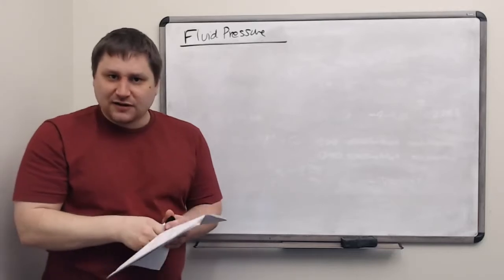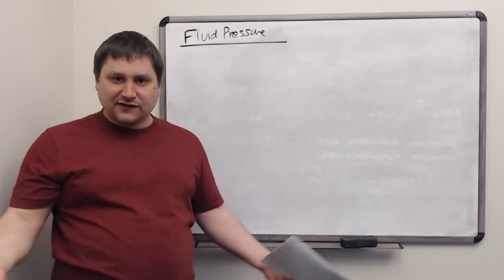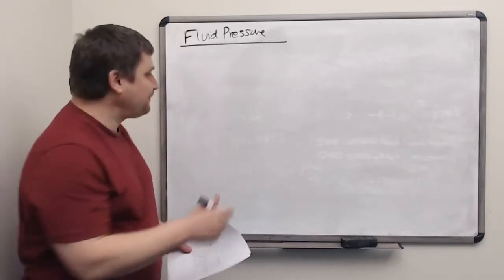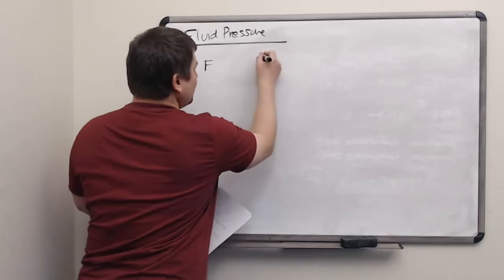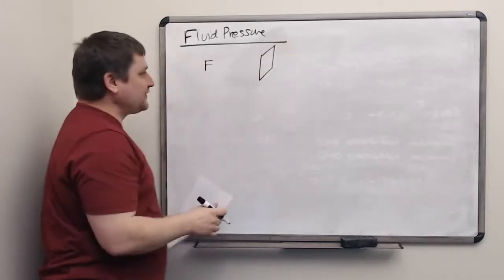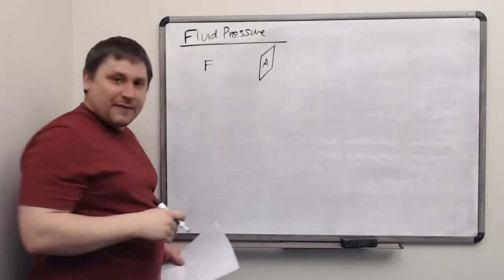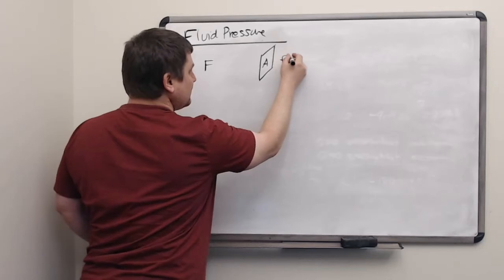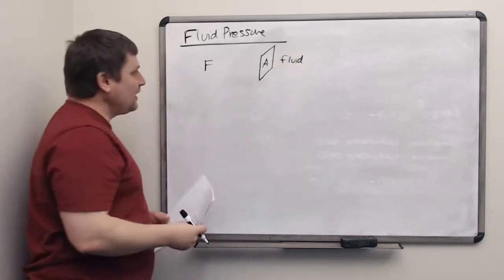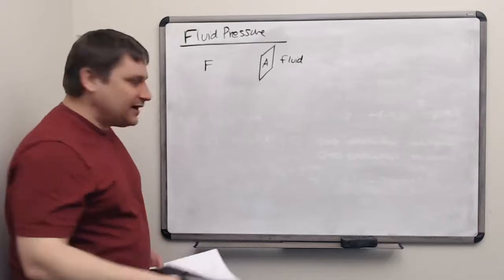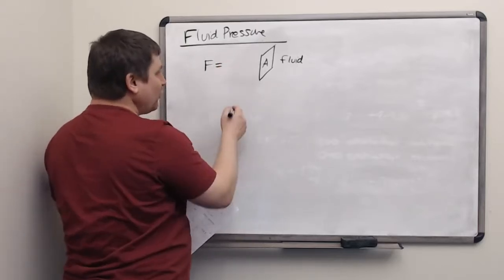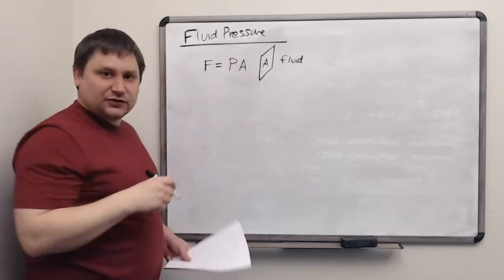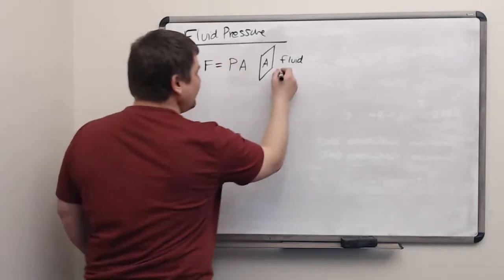So a key observation about fluids is that it's possible for them to exert a force on surfaces that are immersed in the fluid. We imagine an ideal surface of some area A in contact with a fluid on one side. And that fluid can exert a force, and we find that that force is proportional to the area of the surface and also proportional to a property of the fluid that we call its pressure.